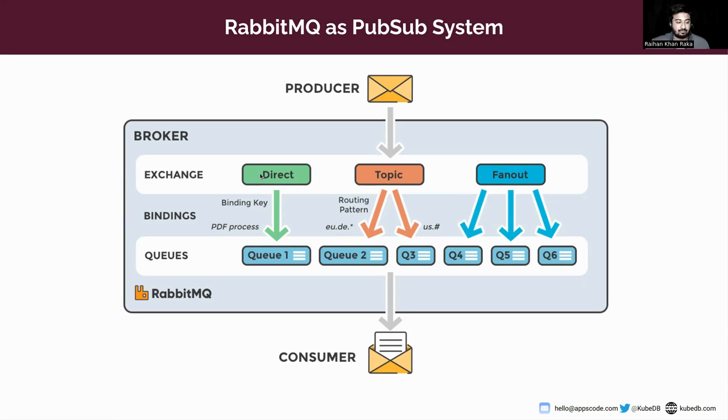Then we have the topic exchange type. The topic exchange sends messages to queues depending on wildcard patterns between the routing key and the queue binding's routing pattern. Messages are routed to one or more queues based on the pattern that matches a message's routing key.